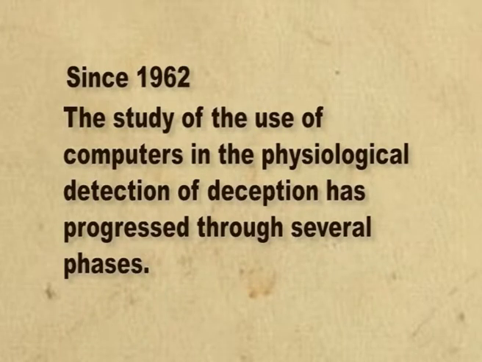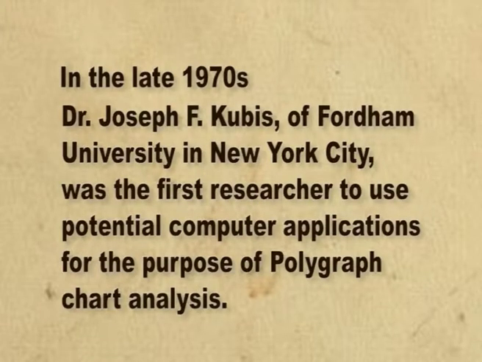Since 1962, the study of the use of computers in physiological detection of deception has progressed through several phases. In the late 1970s, Dr. Joseph F. Kubis of Fordham University in New York City was the first researcher to use the potential computer applications for the purpose of polygraph chart analysis.